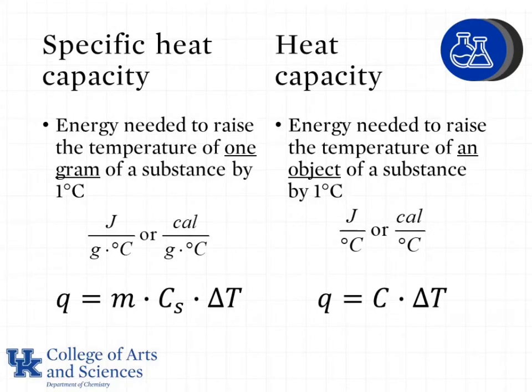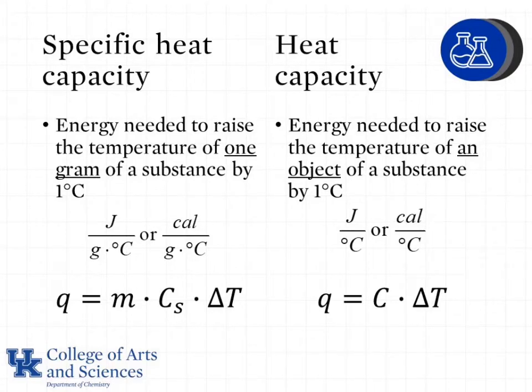Let's do a comparison of specific heat capacity and heat capacity. So specific heat capacity is the energy needed to raise the temperature of 1 gram of a substance by 1 degree Celsius. Heat capacity is the energy needed to raise the temperature of an object or substance by 1 degree Celsius. This is an object with a fixed mass. They have slightly different units. In specific heat capacity, we include units of grams. We do not in heat capacity. And we use slightly different equations. For specific heat capacity, we have Q equals M times CS times delta T. In heat capacity, we have Q equals C delta T.